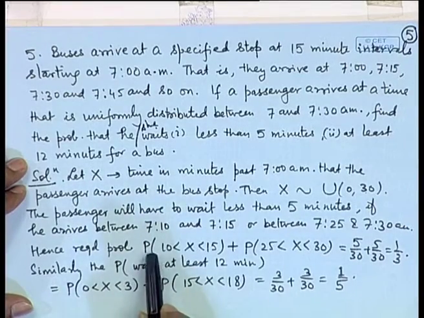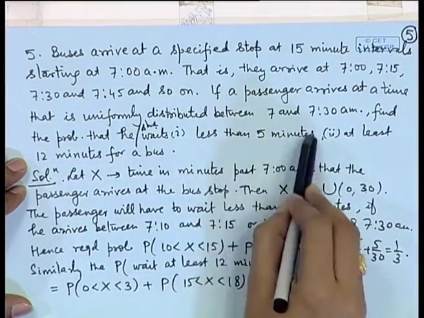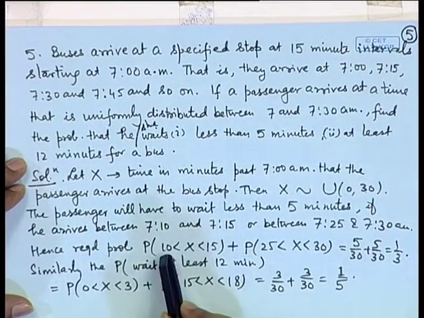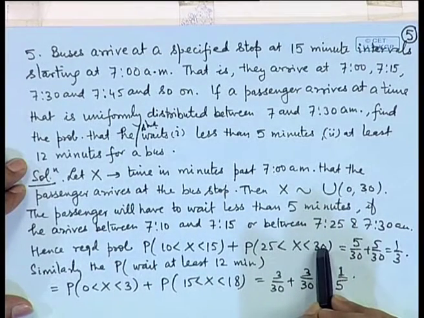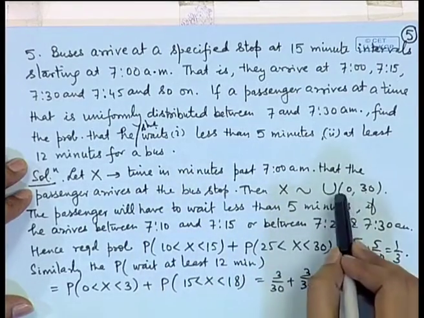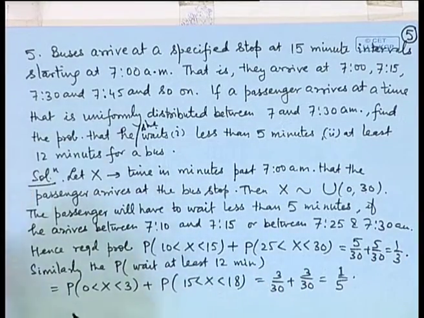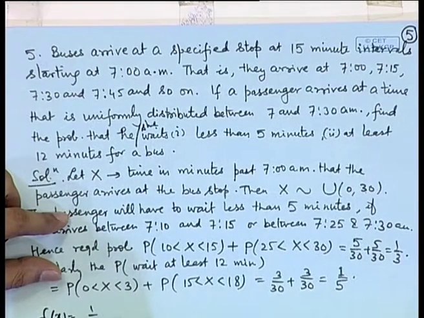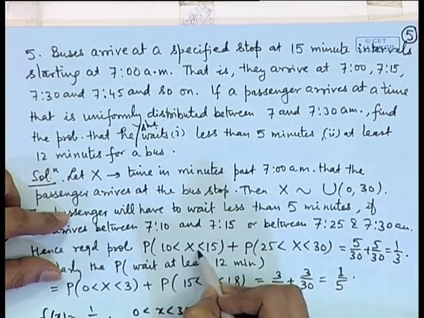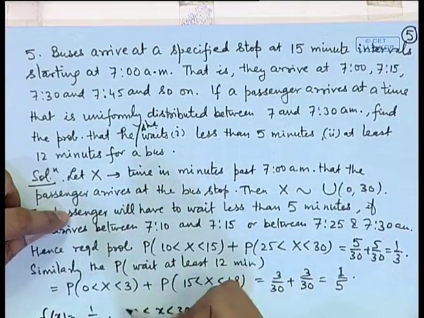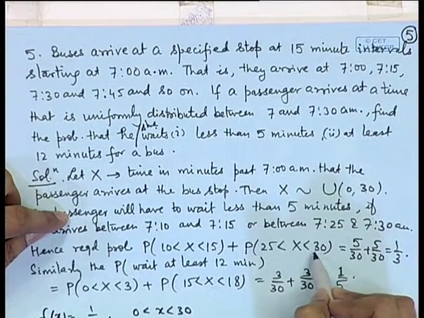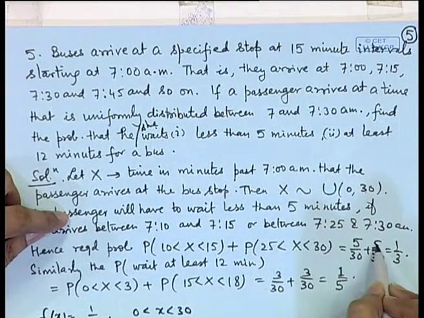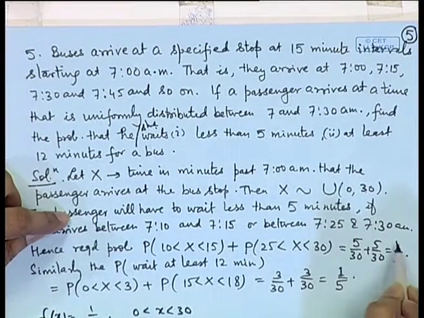So, the required probability that the passenger has to wait for less than 5 minutes is probability that x lies between 10 and 15 or x lies between 25 to 30. Since it is a uniform distribution on the interval 0 to 30, the density of x is 1 by 30, 0 less than x less than 30. So, probability of 10 less than x less than 15 will become 15 minus 10 by 30, that is 5 by 30, and similarly probability of 25 less than x less than 30, that will become 30 minus 25 by 30, that is 5 by 30. So, the total probability is 1 by 3.